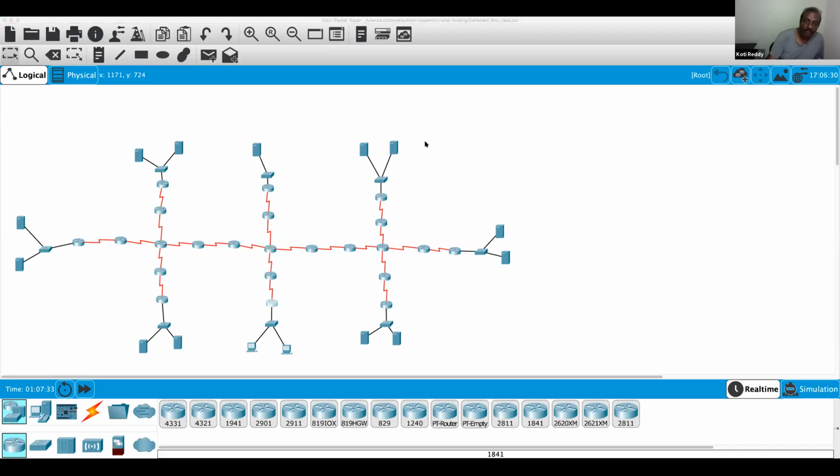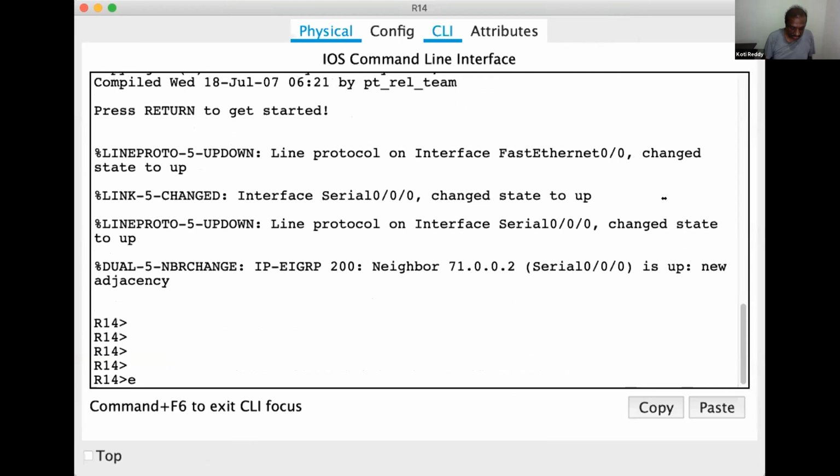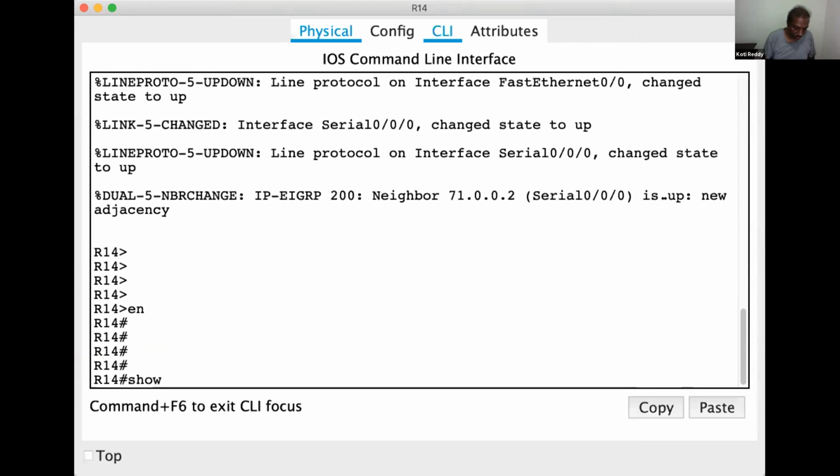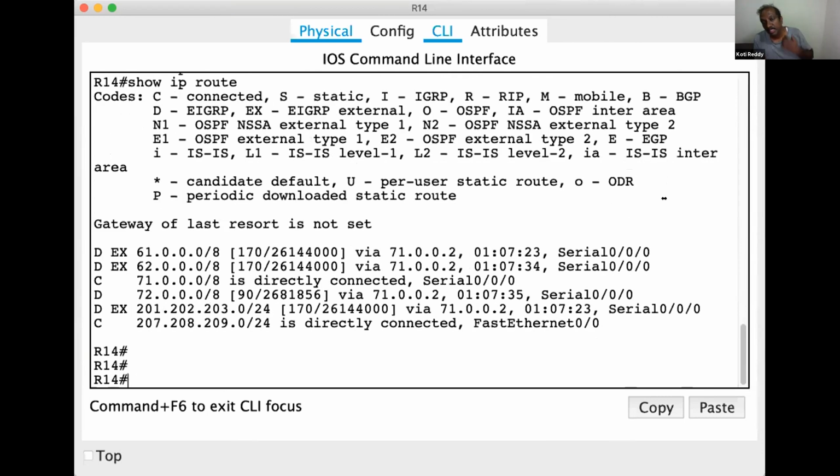Let us go to R14. In R14, I give the command enable, I say show IP route. Do I see 20 series over there? I don't see. I don't see 20, 30, 40, 50 series routes on R14.